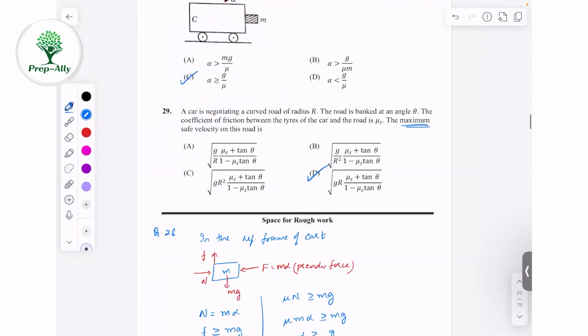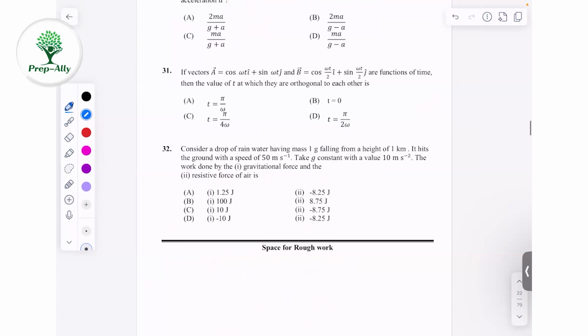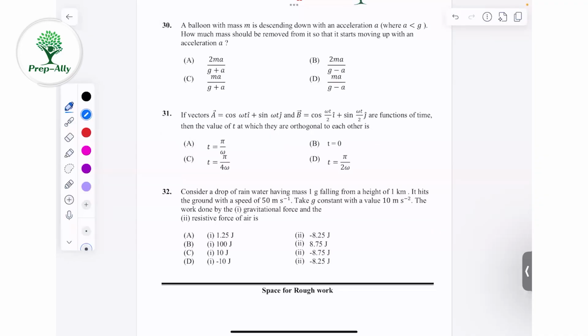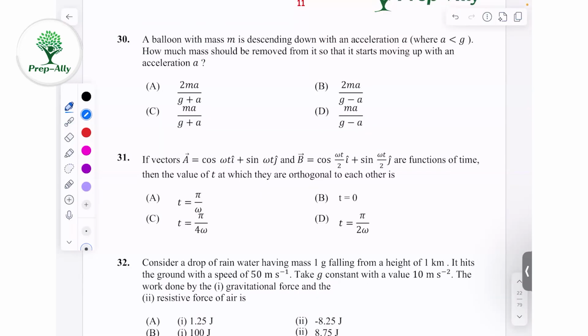Question number 30. A balloon with mass m is descending down with an acceleration a, where a is less than g. How much mass should be removed from it so that it starts moving up with an acceleration of a? So there's mass m here. There's some upward force acting. There's weight acting down with a, which means mg.